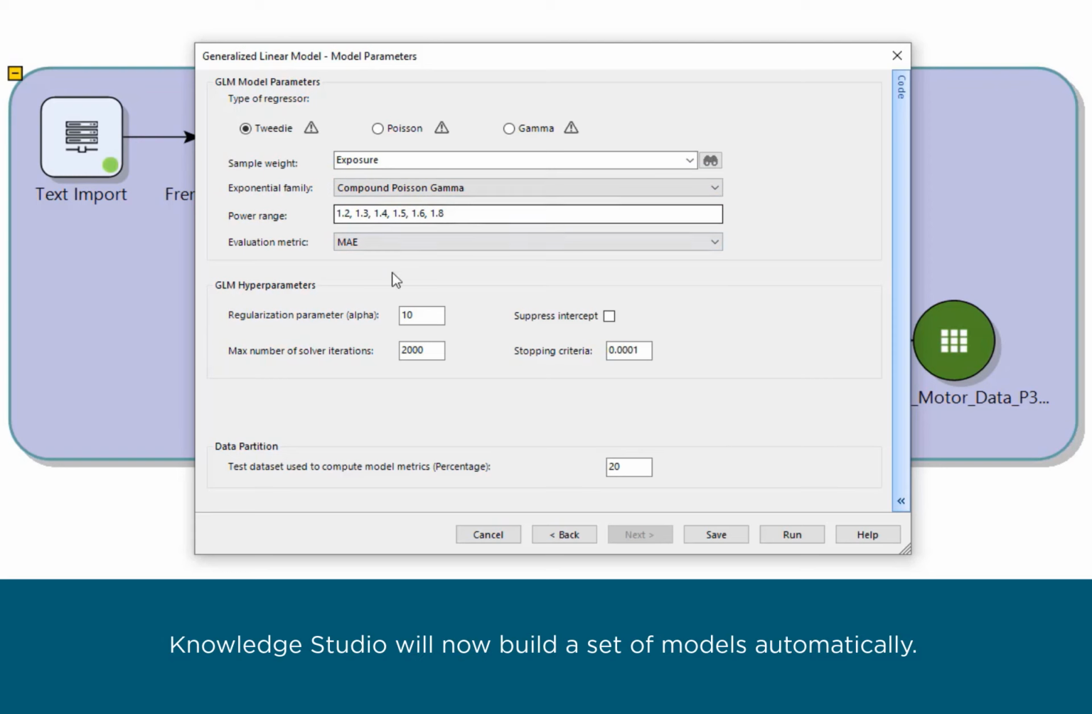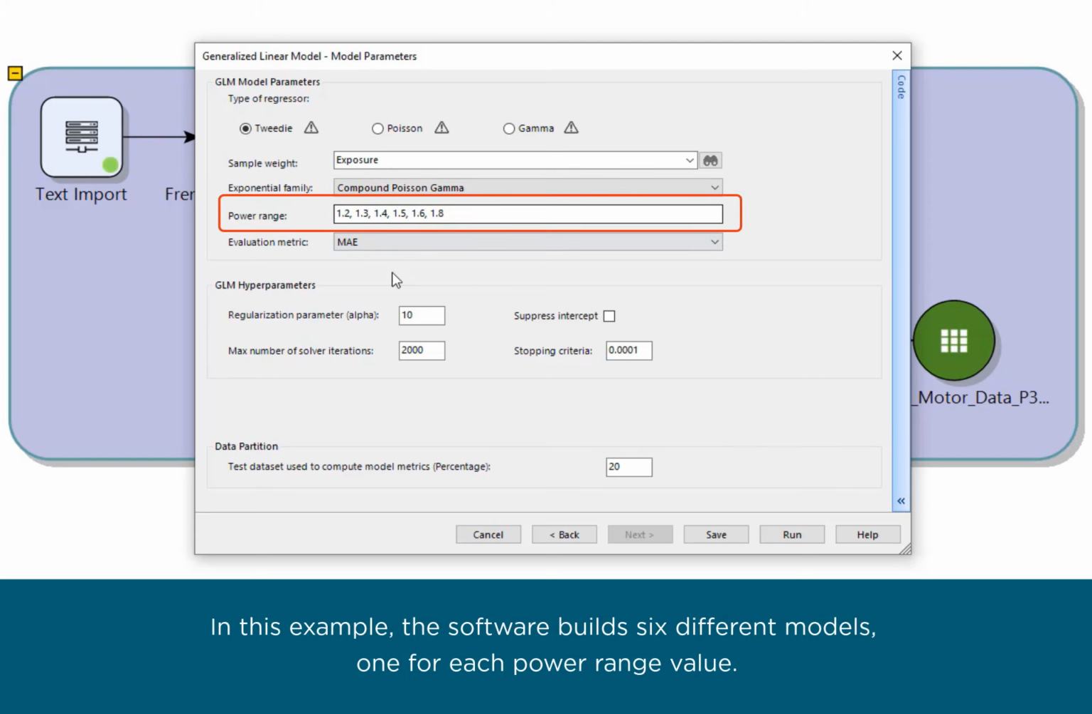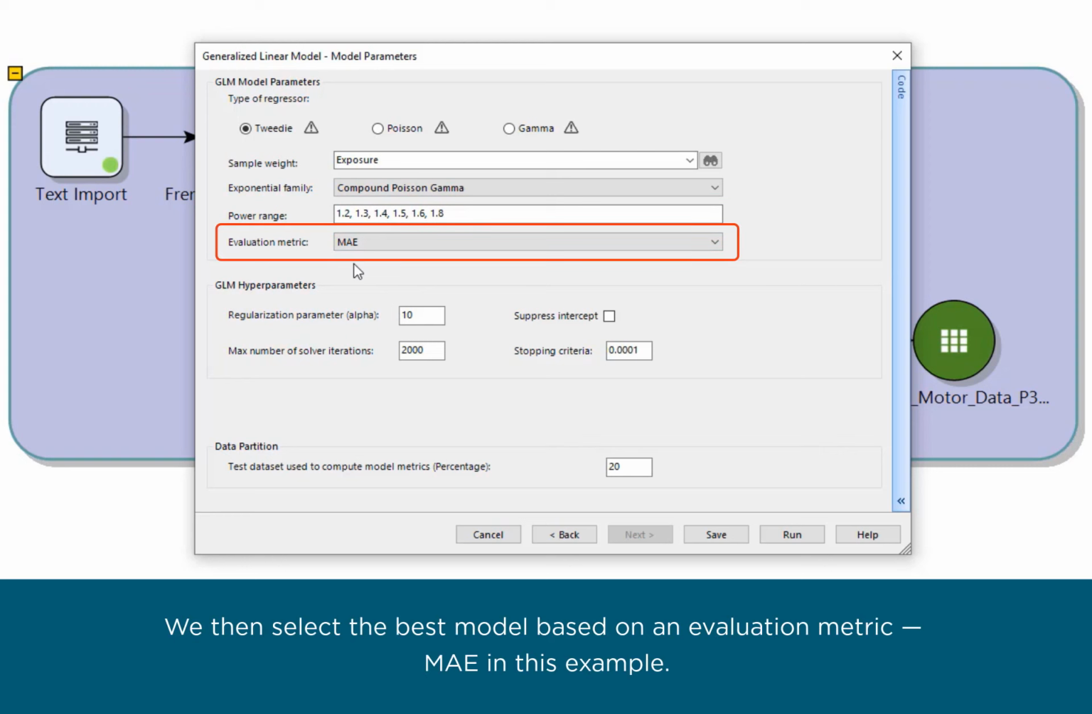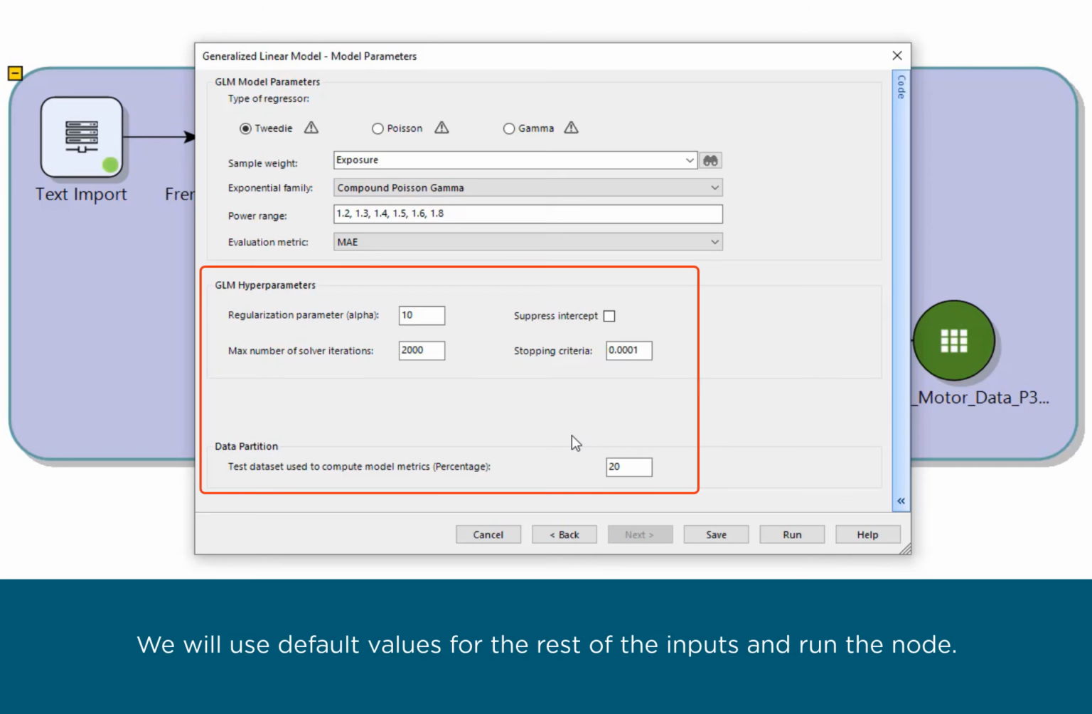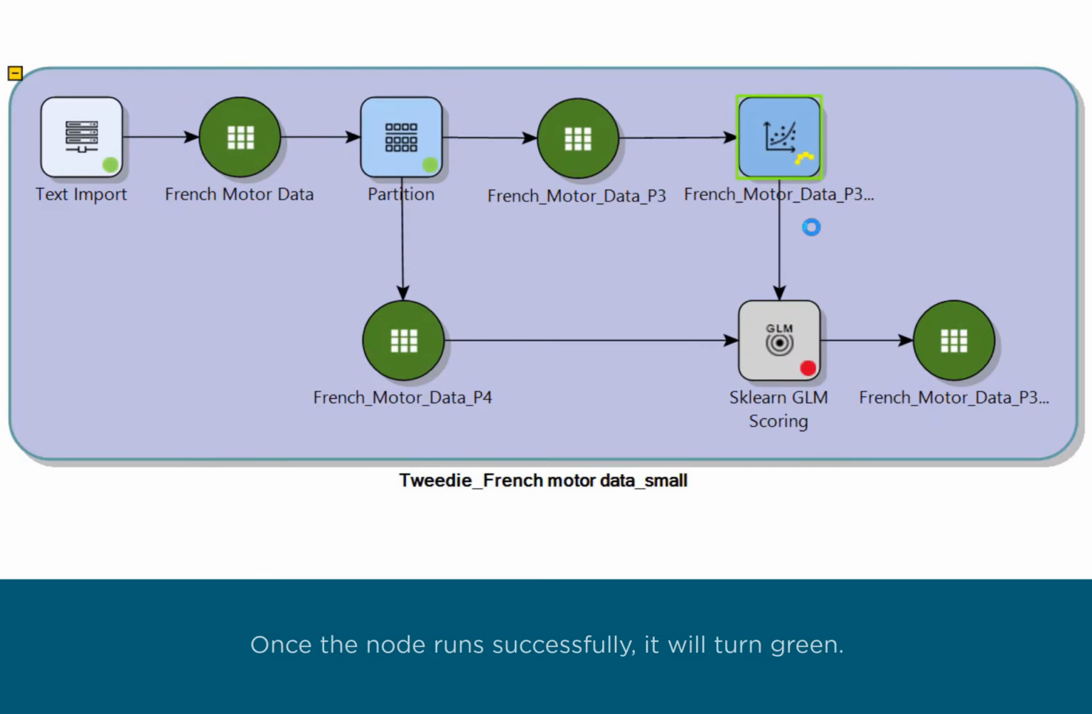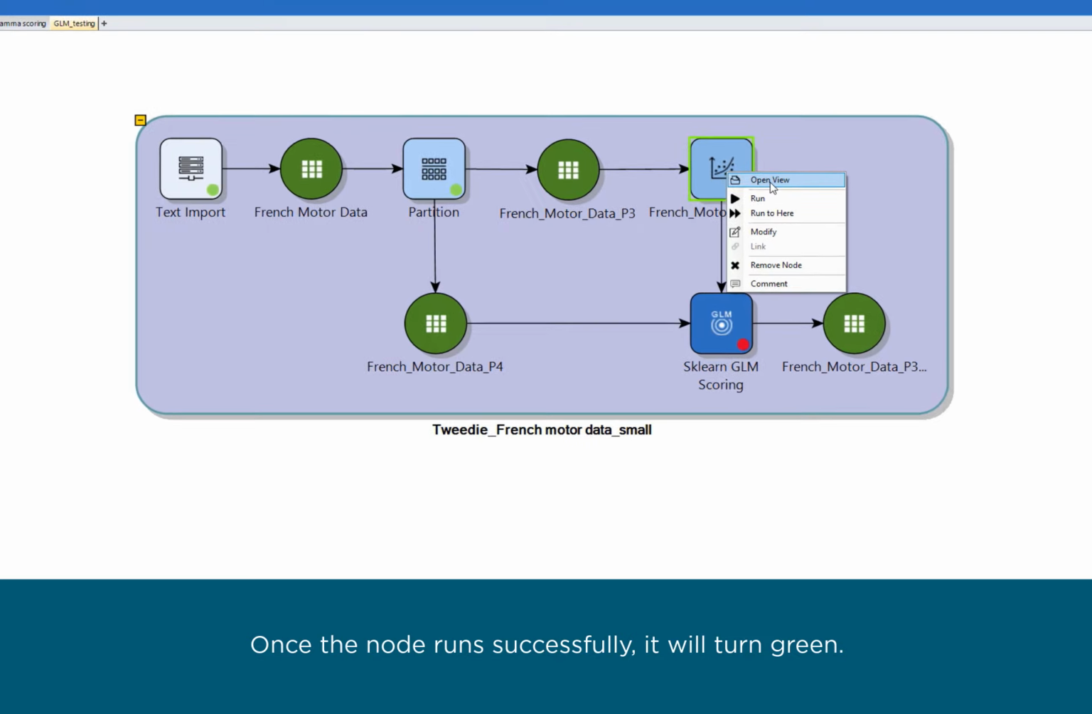Knowledge Studio will now build a set of models automatically. In this example, the software builds 6 different models, one for each power range value. We then select the best model based on an evaluation metric, MAE, in this example. We will use default values for the rest of the inputs and run the node. Once the node runs successfully, it will turn green.